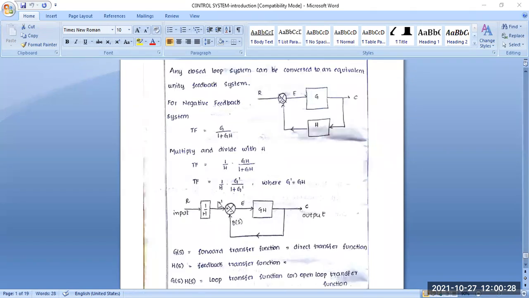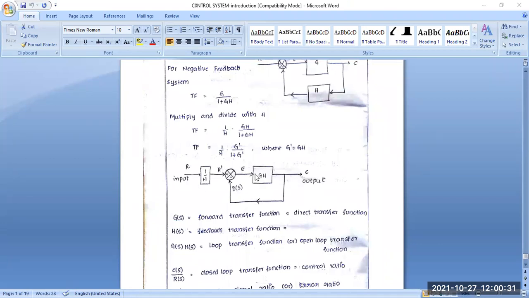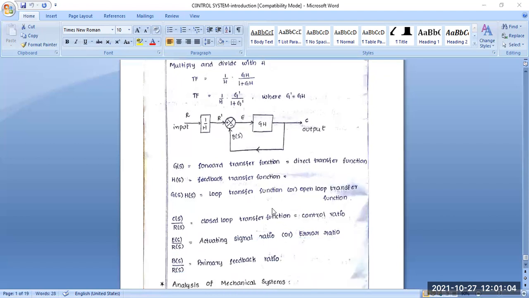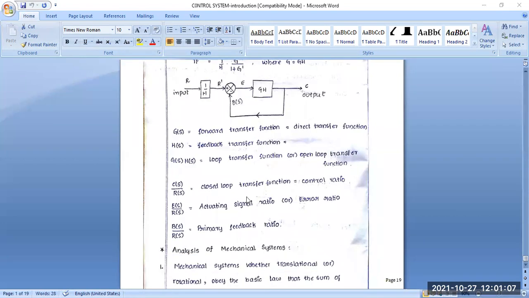This is basically another circuit, another block diagram we have to draw. This is the input variable multiplied by 1 by H, which is also the reference point or set point. This is ES, the error value, which is connected to the controller part. This is GH, the open loop transfer function, and the output part is C. And this is BS, the unity feedback connected from the output to the reference input point. So now these terms are very important.